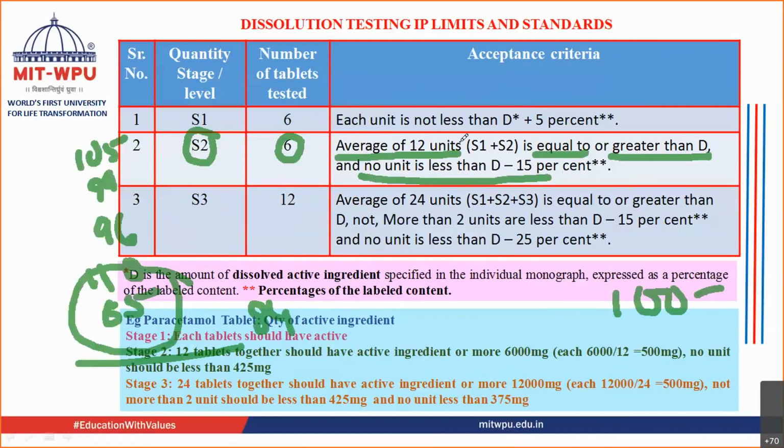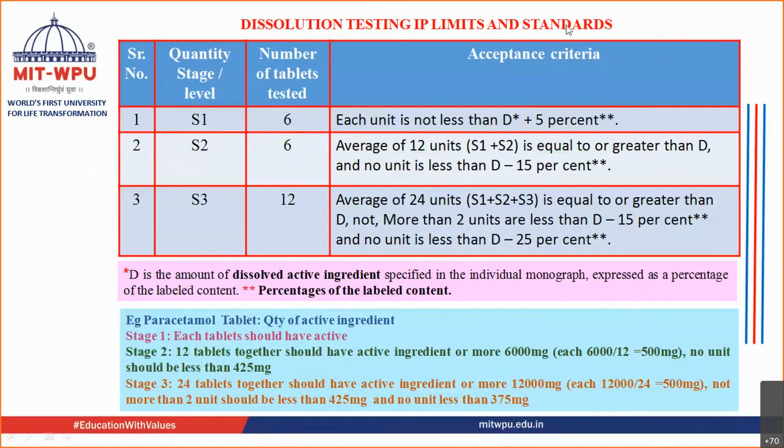If it is not satisfying this condition also, then you are going to enter stage 3. In stage 3, you are going to take 12 new tablets. First you took 6 and had some problem: each unit was not D plus 5. There were some units which were only D, or D minus 5. So you went to stage 2, where you again took 6 tablets. Now you calculate the average of S1 plus S2, the first 6 tablets and the second 6 tablets.